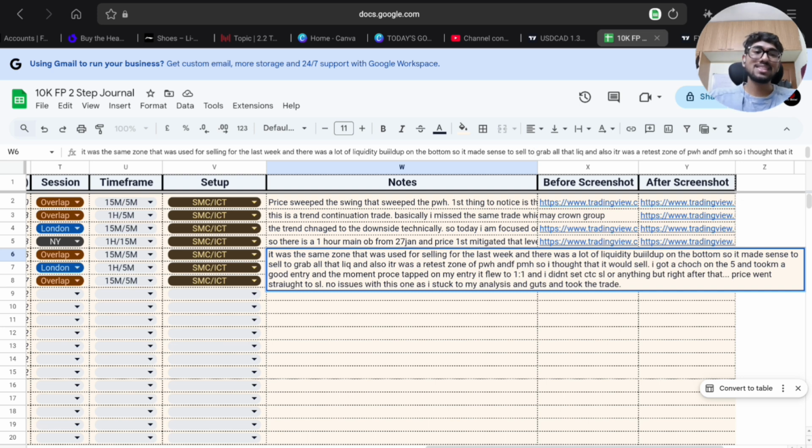So I thought that it would sell, and I got in short on the 5 minutes, and I took a good entry, and price tapped onto my entry. The moment the price tapped onto my entry, the price flew 1:1, and I did not set cost to cost SL or anything, but right after that price went straight to SL. No issues with this one, because I stuck to my analysis and I just took the trade.